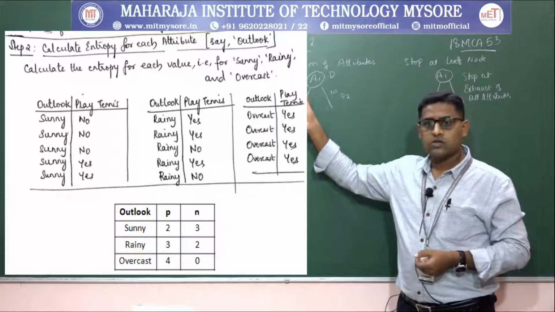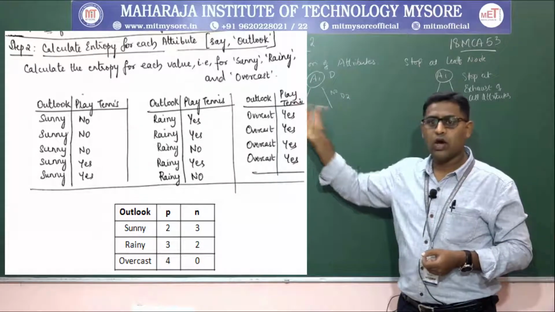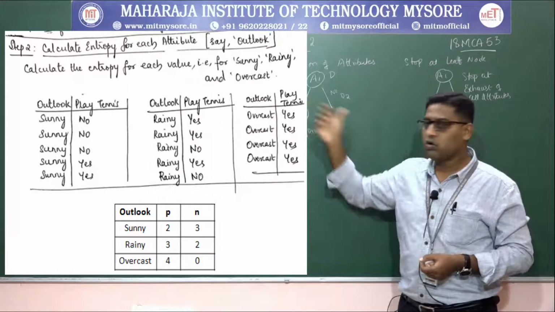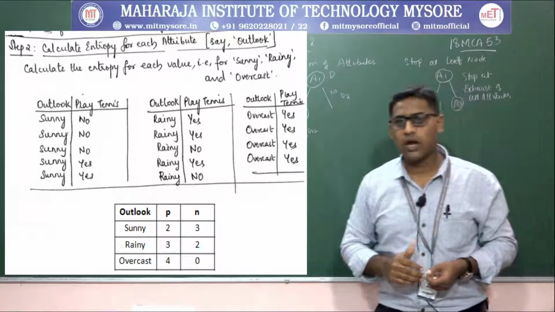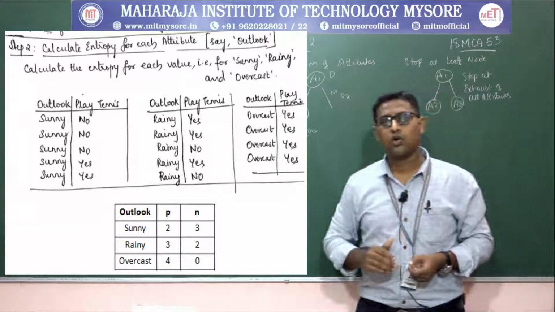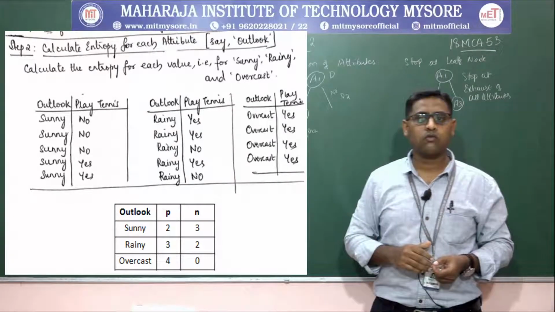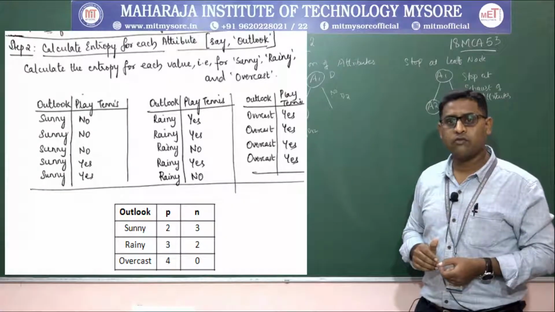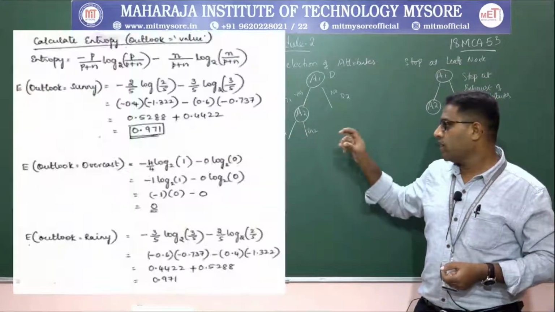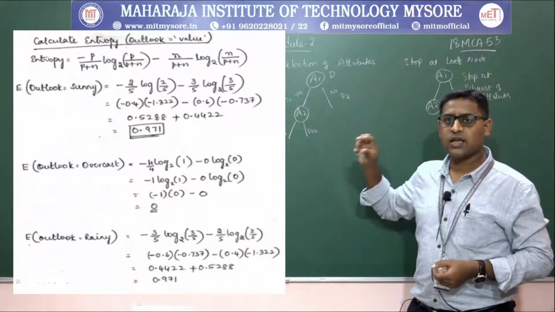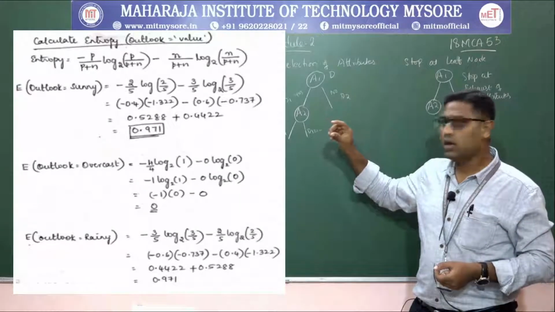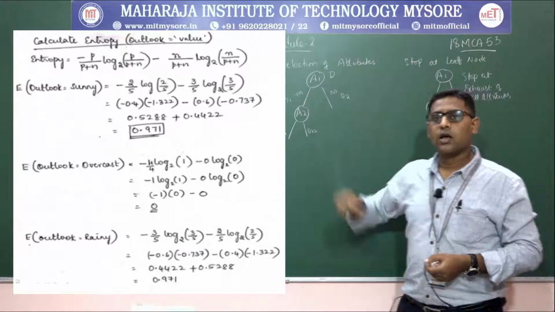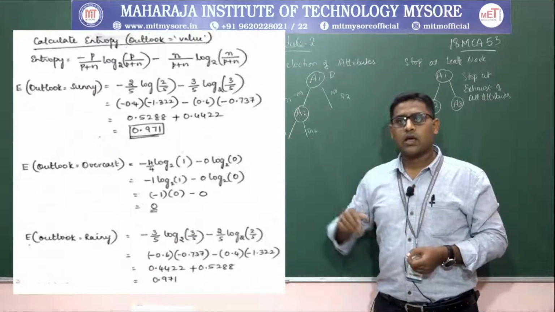So I repeat: for outlook sunny you have 2 positive values and 3 negative values. For rainy you have 3 positive values and 2 negative values. For overcast you have 4 positive values and 0 negative values. Now you need to calculate the entropy for sunny, rainy and overcast. We will start with sunny.